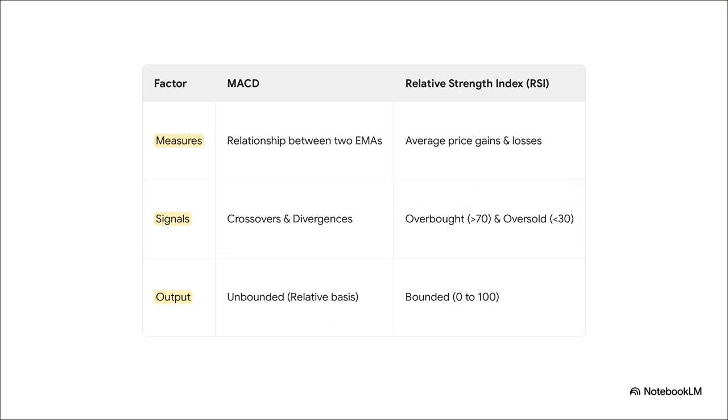Think of the MACD and the RSI as partners. They're both looking at momentum, but they're doing it from totally different angles. The MACD is all about the relationship between two trends. The RSI, on the other hand, measures the speed and magnitude of recent price changes to tell you if a stock is overbought or oversold. Using them together gives you a much richer, more complete picture of what's going on.